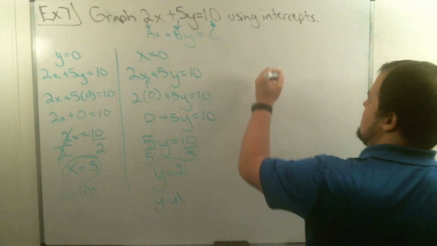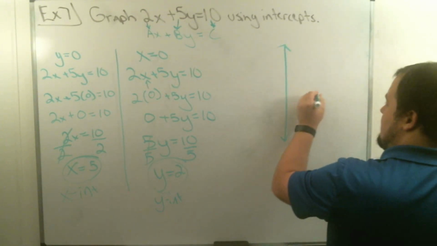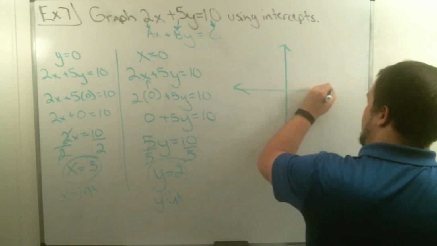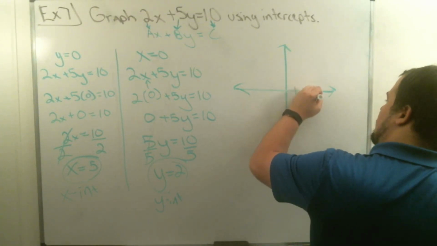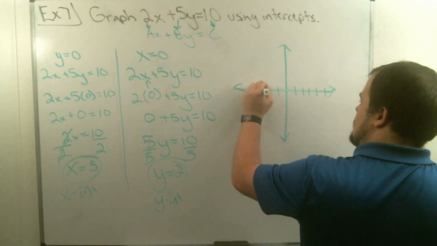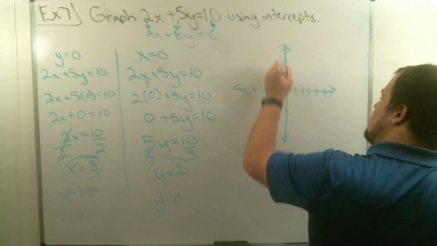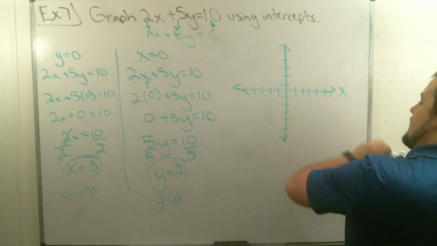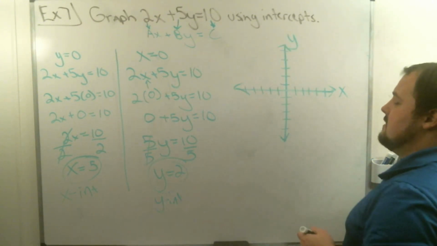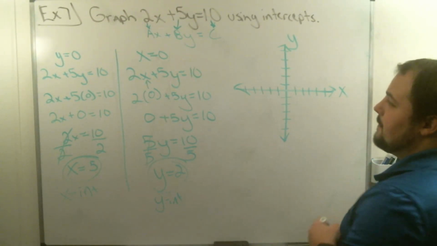So last thing we got to do is what we did on the last one. We're going to go ahead and draw a line going up and down. Draw a line going left and right. I'm going to put about 5 marks on each side: 1, 2, 3, 4, 5. This is the x-axis. This is the y-axis. And I'm going to go ahead and graph these using a black marker.